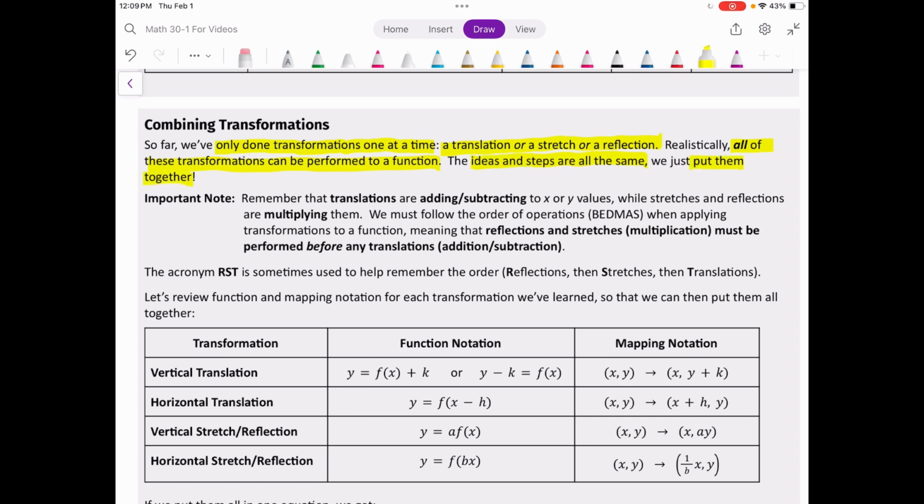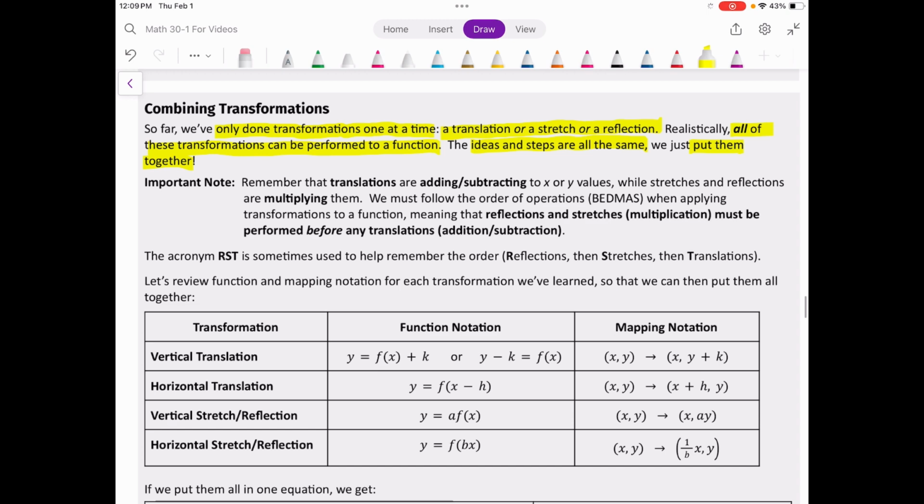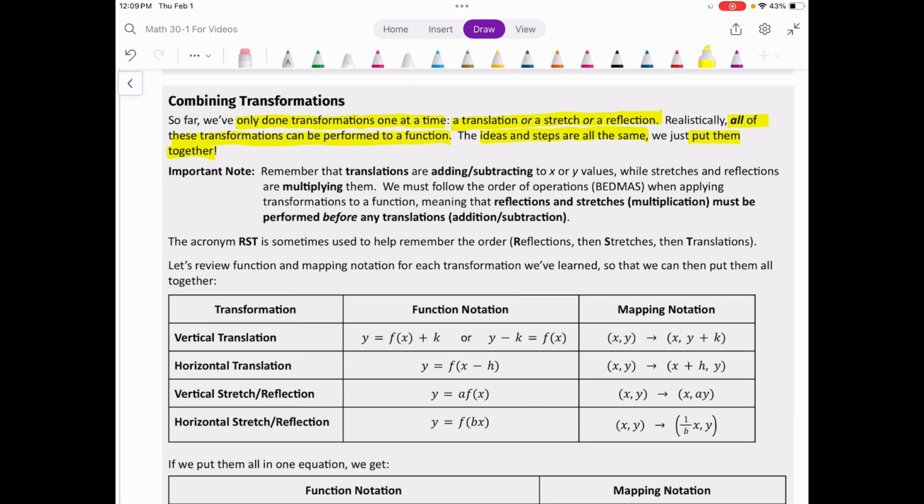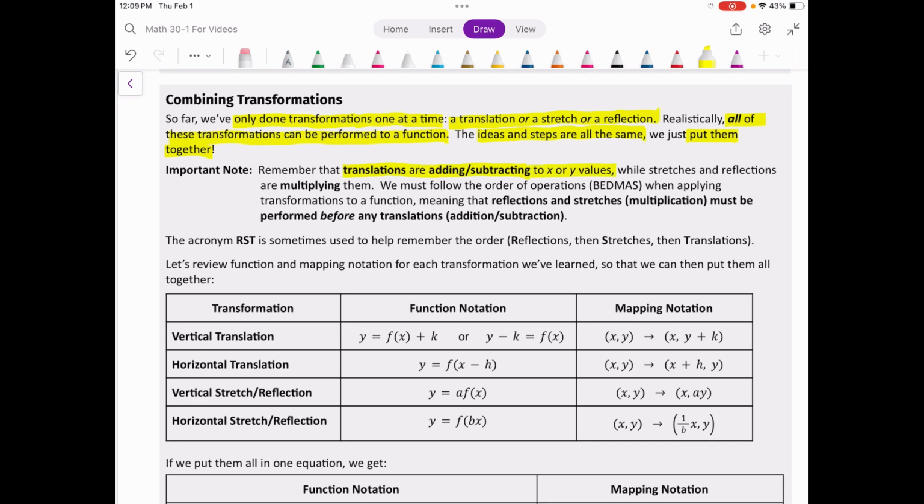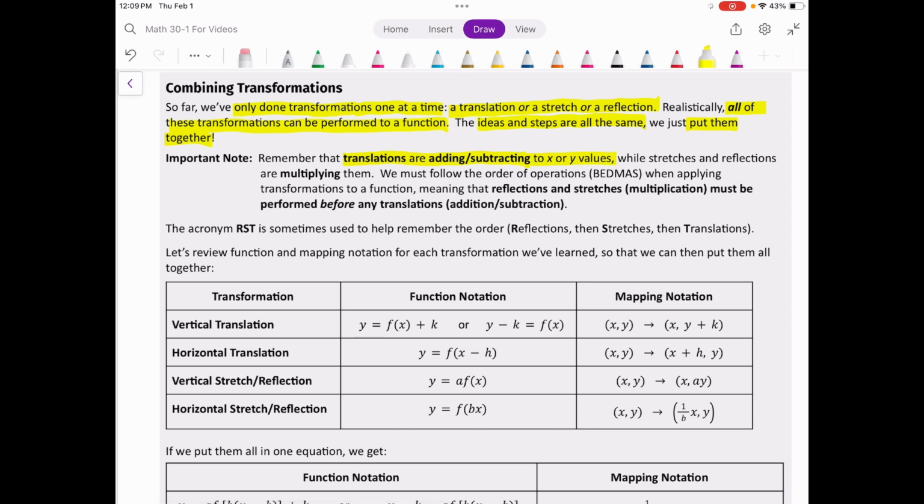We'll talk about the order here, but we'll do the same things we've been doing. We're just going to do them one at a time, right? We have to do multiple things, but we'll do them one at a time, okay? So this is very important, very, very important, and it makes sense. It's not just some magic rule. Remember, when we do a translation, when we slide it, what are we doing? We're adding or subtracting something to each x or y value, right? Horizontal translations add or subtract something to x with h. Vertical translations add or subtract something to the y's with k. Okay, and then we saw that stretches and reflections are multiplying x and y by something, right?